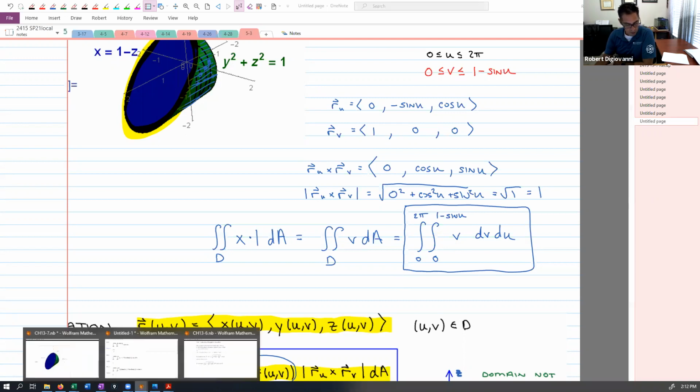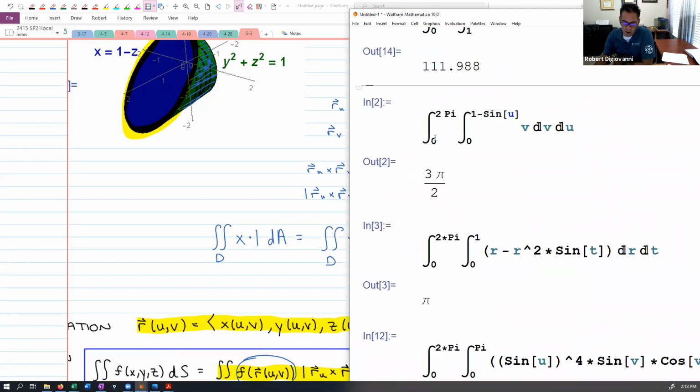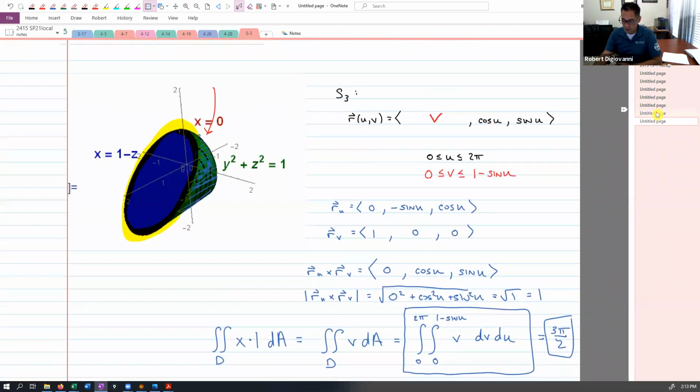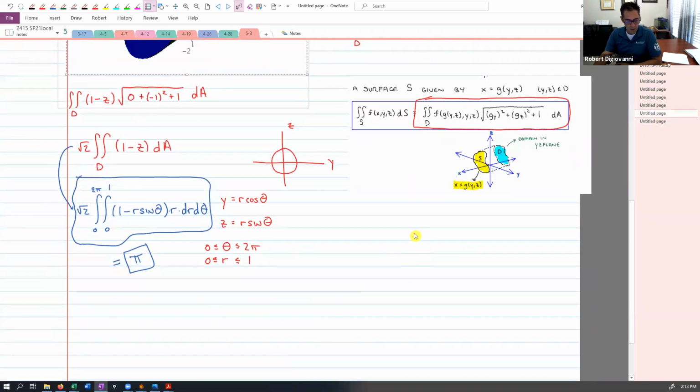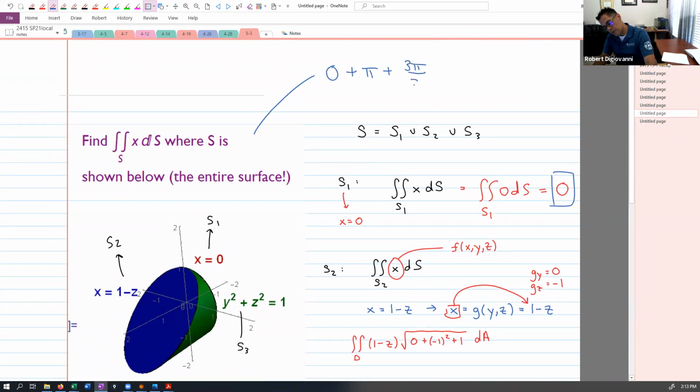Let me see if I had my computer do that for me. Yeah, it's this one right here: 0 to 2 pi, 0 to 1 minus sine of u, of v dv du. I get 3 pi over 2. So without doing that work, we get 3 pi over 2. We're ready to answer the question now. We had 3 pi over 2, and for the previous ones we had 0 and pi. So the answer is 0 plus pi plus 3 pi over 2, which is 5 pi over 2.